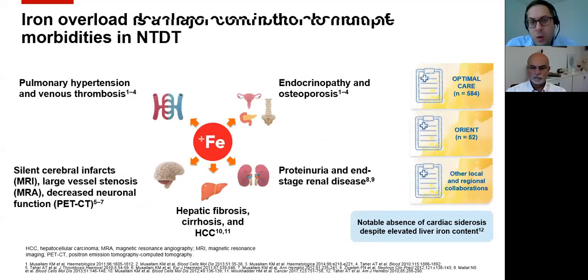Our next question was, okay, if this iron is being absorbed at a higher rate from the gut, does it reach any form of clinically considerable or clinically significant level and lead to actual morbidity? And we've conducted over, I think, 10 studies to address that question, looking at each organ system specifically. So we were able to link iron overload, whether measured through serum ferritin or liver iron concentration, to a variety of morbidities in NTDT.